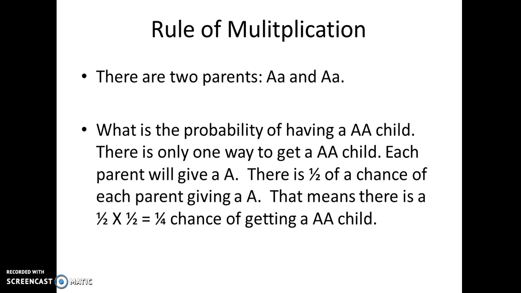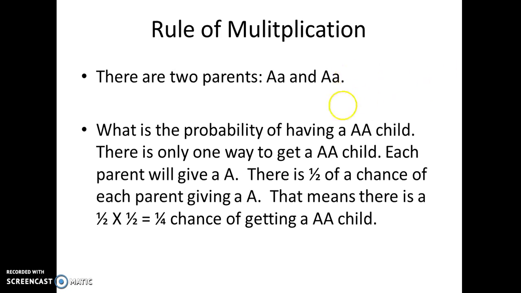So if we have two parents, big A, big A, little a, what's the probability of having a big A child? Well, it's equal to the probability of one parent giving a big A, which is a half, and the other parent giving a big A, which is a half. So it is equal to the product of the individual probabilities. So it'll be 1/2 times 1/2, and that is equal to 1/4. Right? Same thing with the little a. Little a is a half a chance of giving a little a times a half a chance of giving a little a. So that's 1/4. The rule of multiplication.